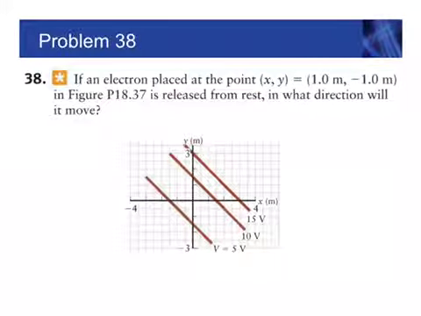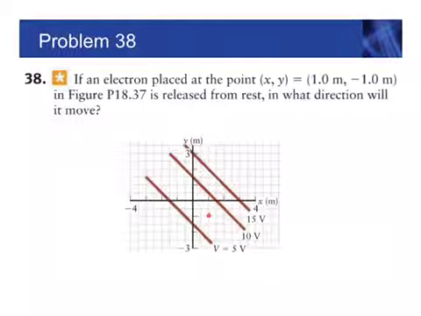Last problem for today, problem 38. It's the same picture as before, same equipotential surfaces, but now we're placing an electron at a point. Which point? 1 is here and -1 over here. So where is the electron? The question is, starting from rest, what direction will it move?